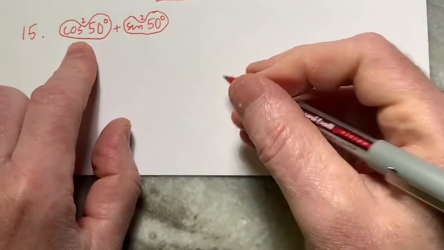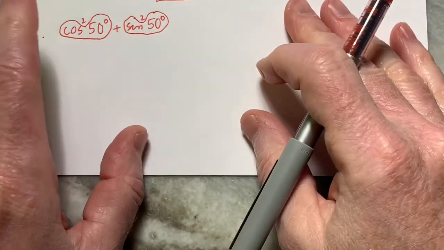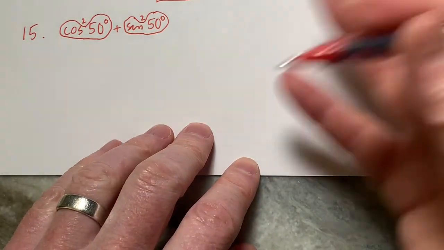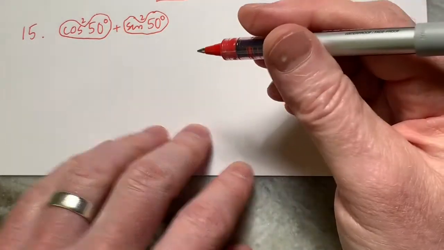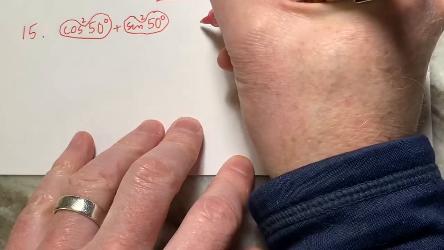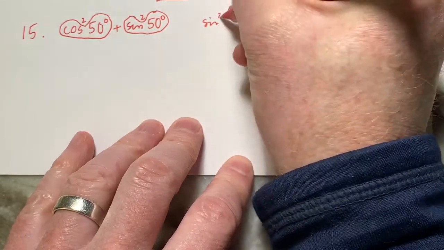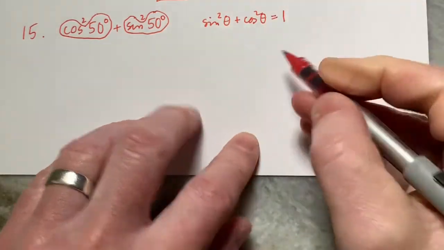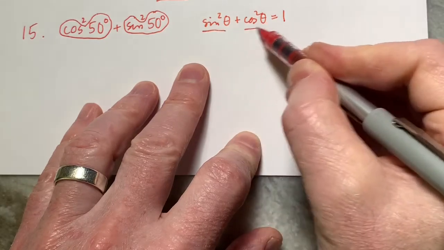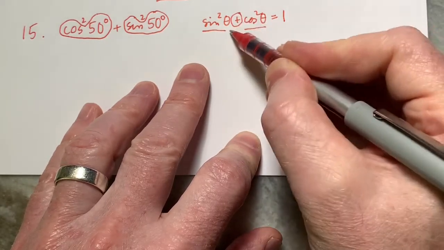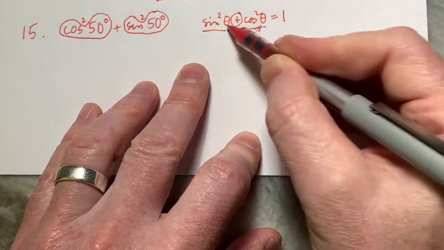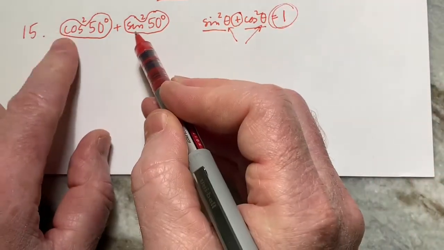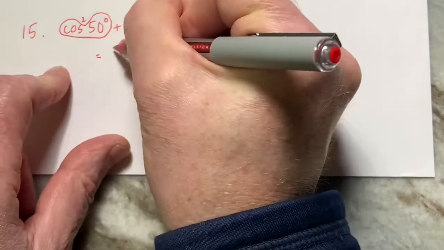But on the test, you'll be doing this with a calculator, so you could probably type that in and it would spit out the answer 1, which means I probably won't give you a question like this. But the point is, you have a Pythagorean identity that says sine squared theta plus cosine squared theta equals 1. If you're adding a sine squared and a cosine squared and the angles match, it doesn't matter what the angles are. If they match, it's always equal to 1.